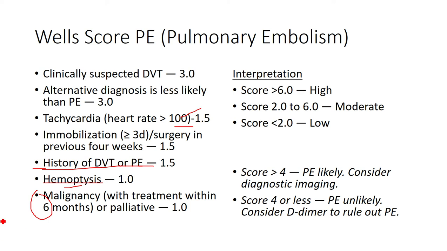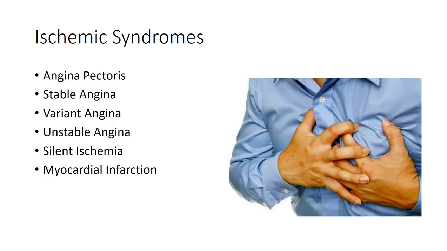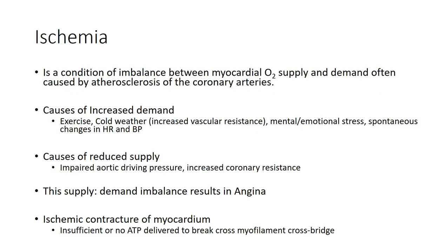Okay. Next, we'll dive into acute coronary syndrome. There are a couple different variants of this. Within our ischemic syndromes, we've got a few types: angina pectoris, which we have stable angina, unstable angina, silent ischemia, and myocardial infarction. We'll talk about the differences between those. Ischemia is a condition of imbalance between myocardial supply and demand, often caused by atherosclerosis of the vessels. It can also be caused by impaired diastolic relaxation, but in most instances, we're thinking impaired supply.